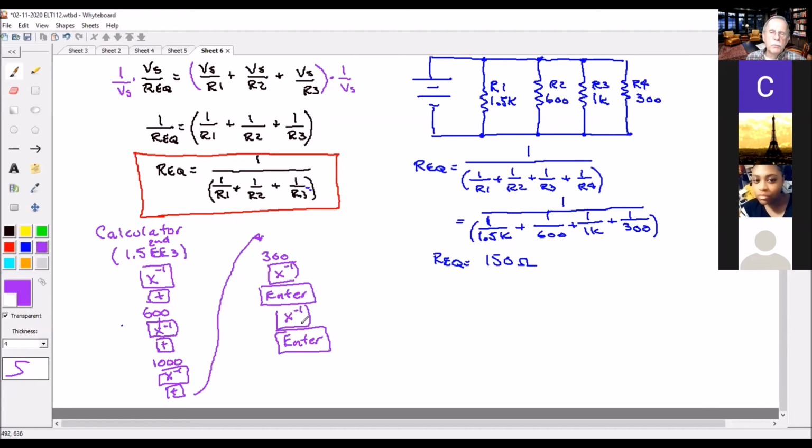Everybody come up with 150? Anybody still there? Nobody's there? Yes. Oh, okay. Yes. Had me worried for a minute. Thought maybe I was just talking to the ozone.